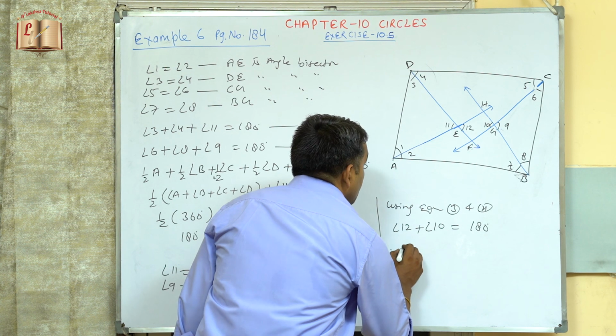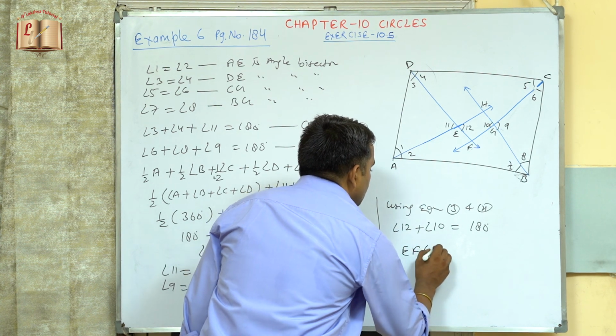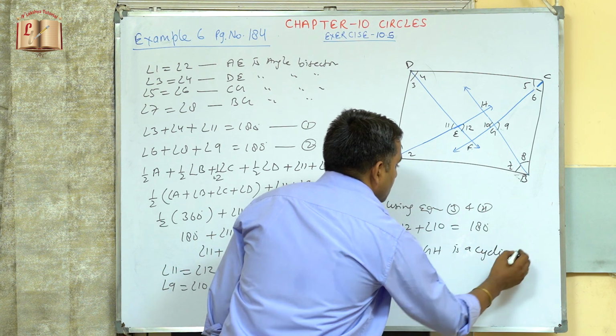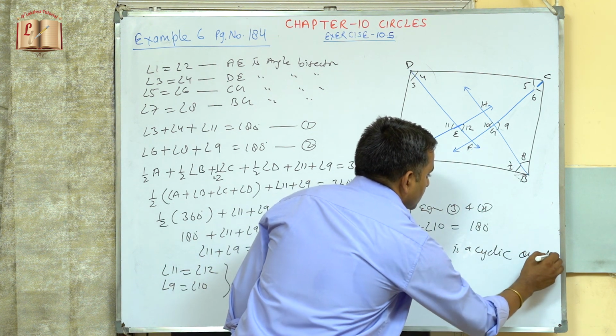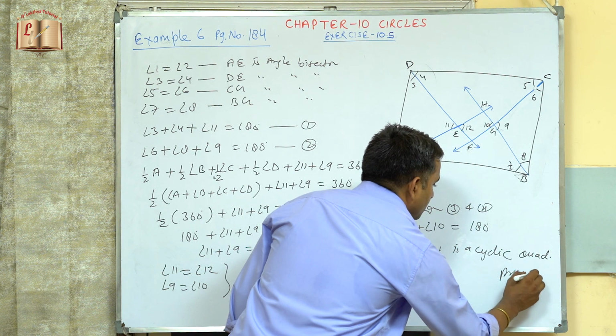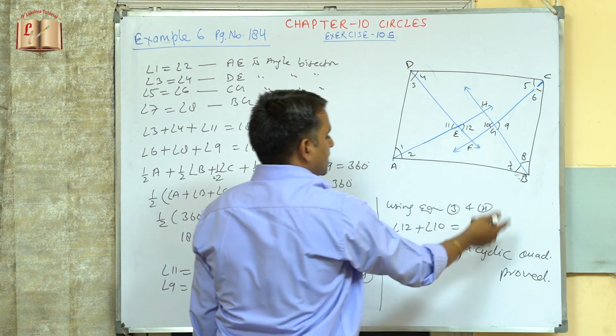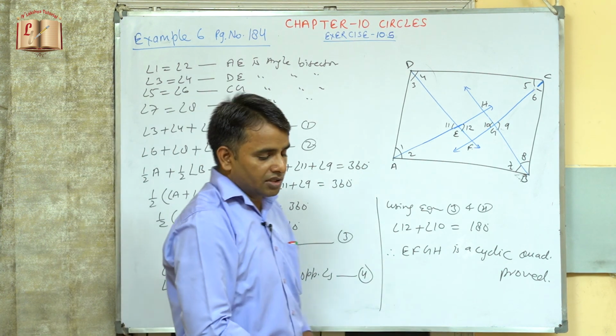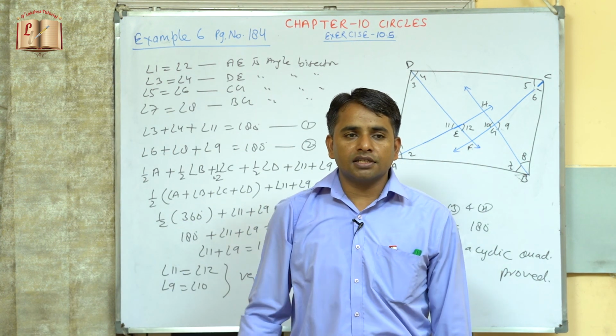So therefore EFGH is a cyclic quadrilateral. So this is now proved, since the sum of opposite angles is 180 degree, so it is a cyclic quadrilateral. So we have finished our exercise and this chapter, Circles.